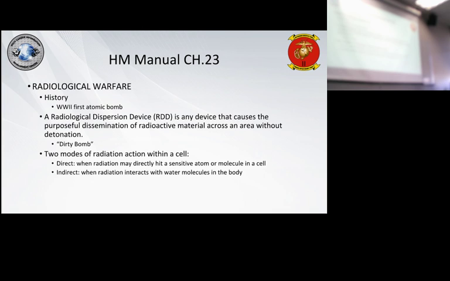Radiological warfare. The history. World War II, first atomic bomb. A radiological dispersion device is a device that causes the purposeful dissemination of radioactive material across an area without detonation, or a dirty bomb. There's 2 modes of radiation within the cell, direct and indirect.